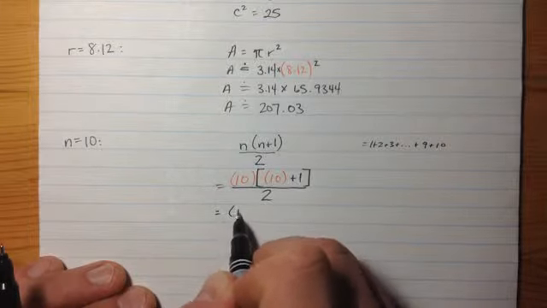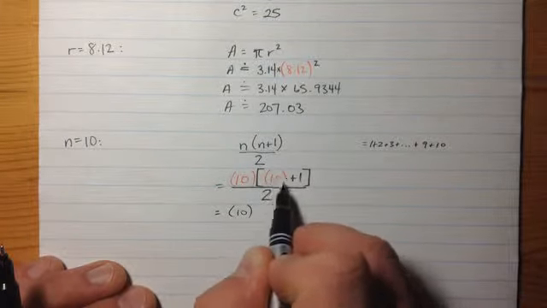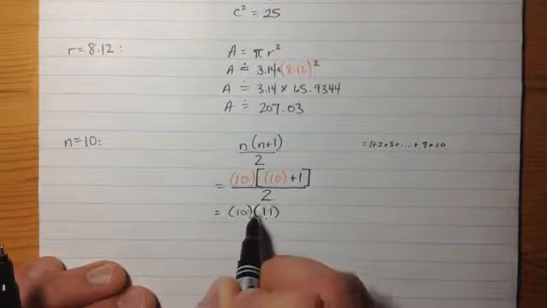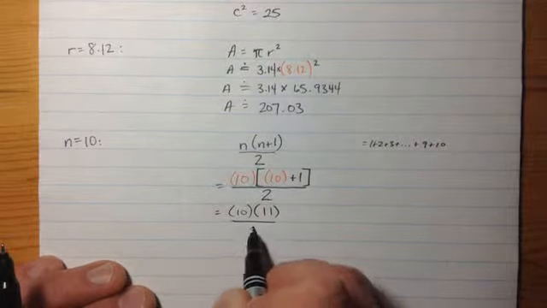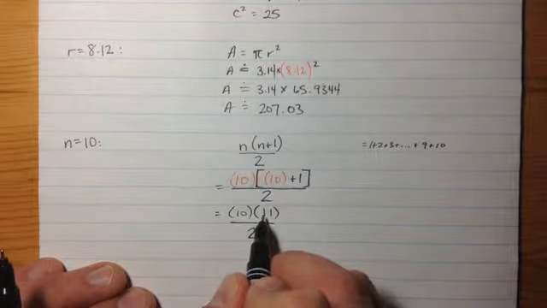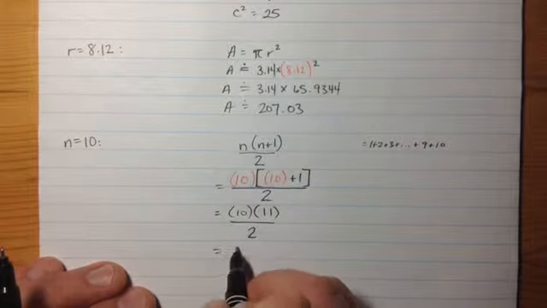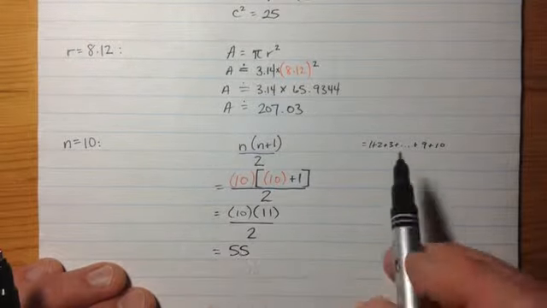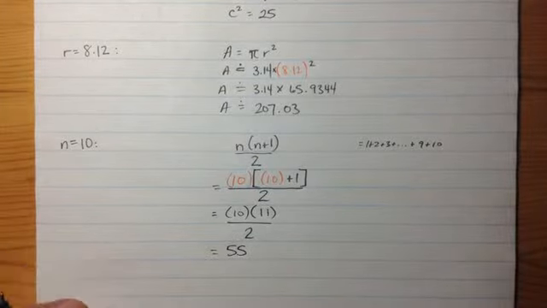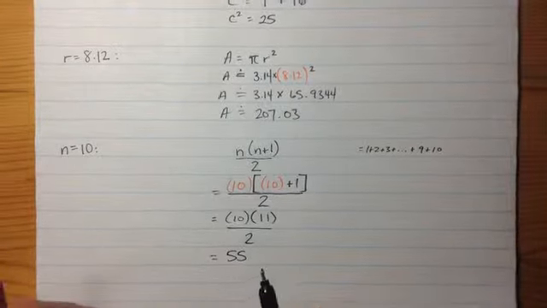Outside here I've got 10 still, in here, 10 plus 1 is 11. I'm going to change these back to round brackets. You could leave them as square brackets. And that will be divided by 2. 10 times 11 is 110. Divided by 2 is 55. So if I add up those numbers, I should get 55, and you can try that yourself. It works out rather nicely.